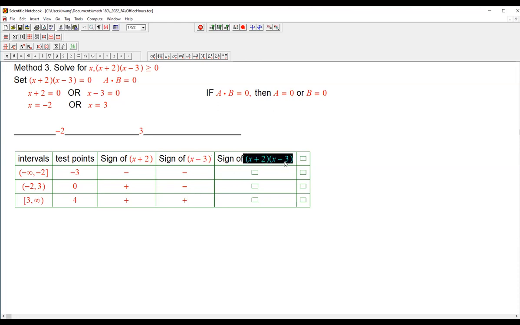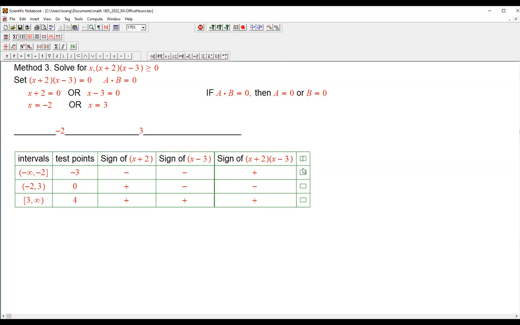So when we look at the product, on this interval, we encounter negative times negative, that's going to be positive. And in the interval between negative 2 and 3, we have positive times negative, that's a negative. Positive times positive, that's going to be positive.